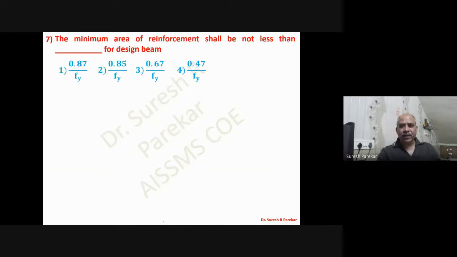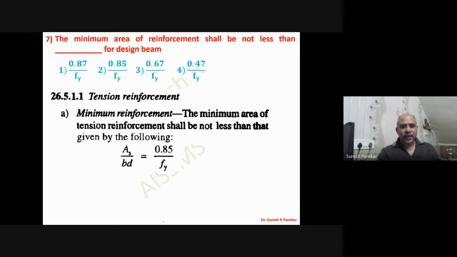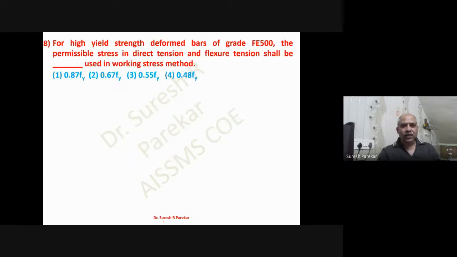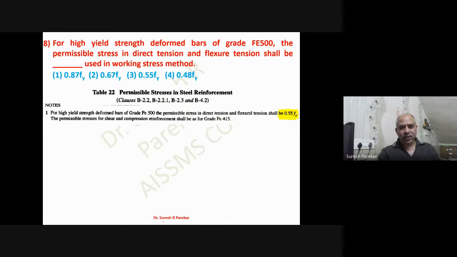Then the minimum area of reinforcement shall not be less than, so we have 26.5.1.1 in IS 456 2000. So we have option 0.85 upon Fy. Then we have 8 for high yield strength deformed bars, that is Fe 500, and permissible stress in direct tension in working stress method. So you can go to table 22, and in the notes of that table it is given that the value is given for Fe 500 at 0.55 Fy, and here it is mentioned tension, direct tension, and flexural tension. And so we have option 3.